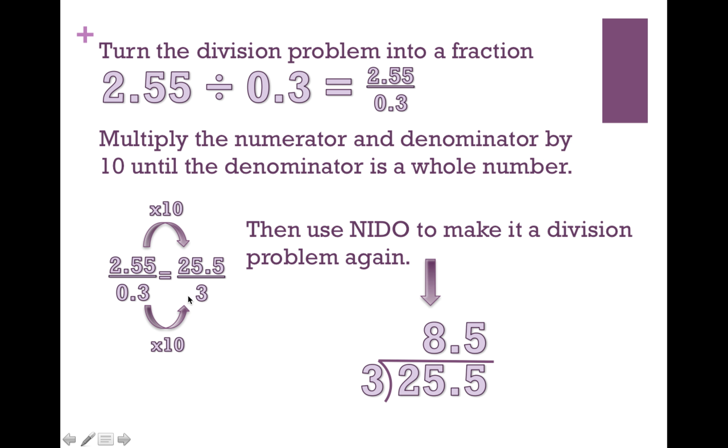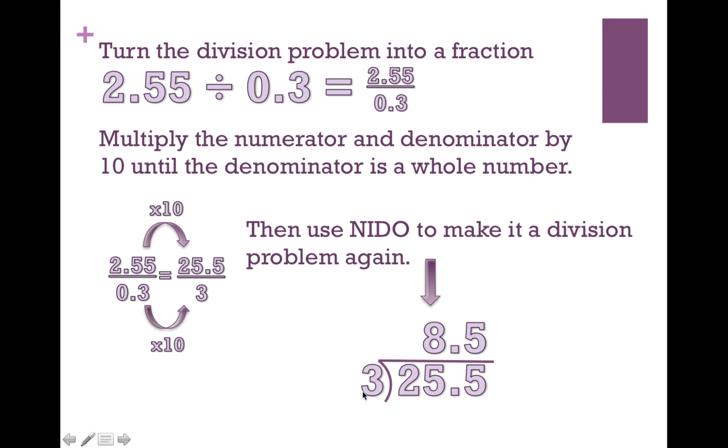If we still had a decimal here, we would have to continue to multiply by 10 until we had a whole number in the denominator. But now we have a whole number as the denominator, so we're going to use Nido and make it into a division problem again. 25 and 5/10, our numerator, is going to go inside the division box. It's our dividend. And then 3, our denominator, is the divisor, so it's going to go outside the division box. And then we just solve.